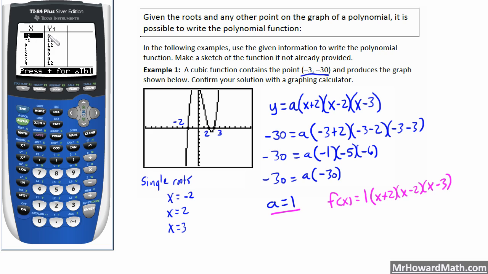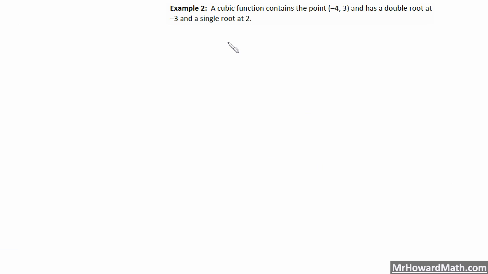When x is -2, y is 0, that's what I expect to see. When x is 2, y is 0, that's what I expect to see. When x is 3, y is 0. Okay, those all check out, and I should also have the point -3, -30 in my table, so check that out, and it's there, so we know we have done this correctly. All right, so let's look at the next example.